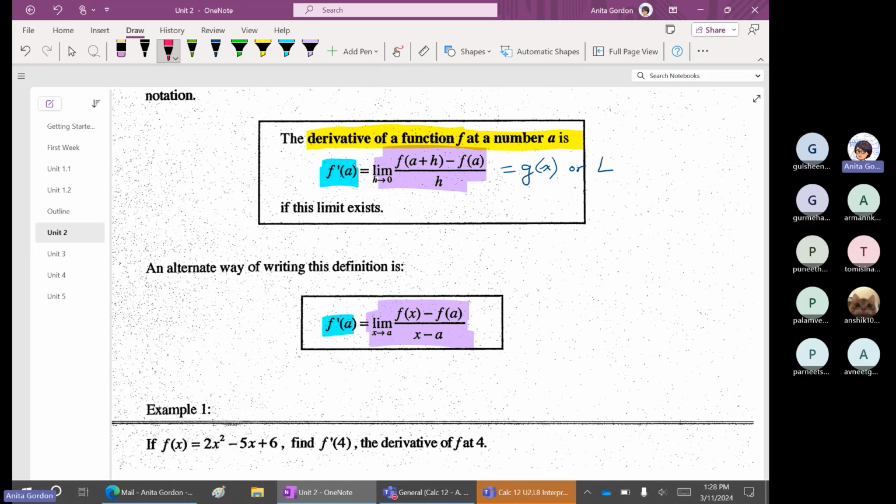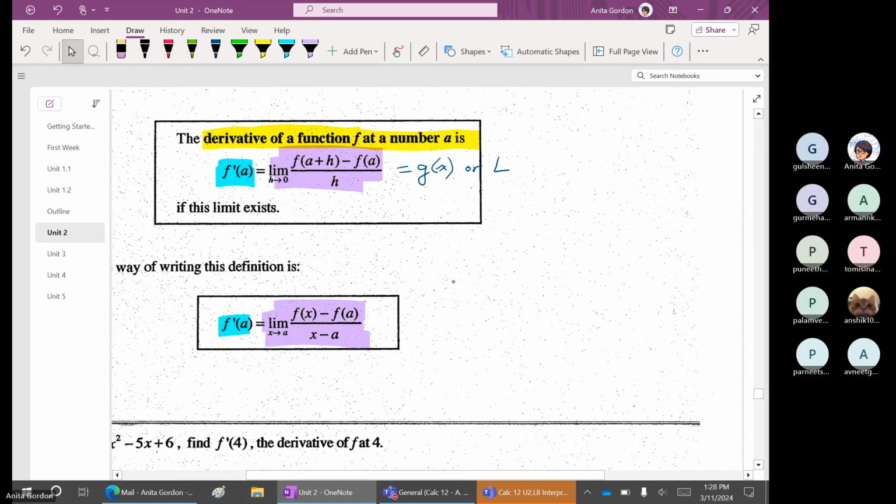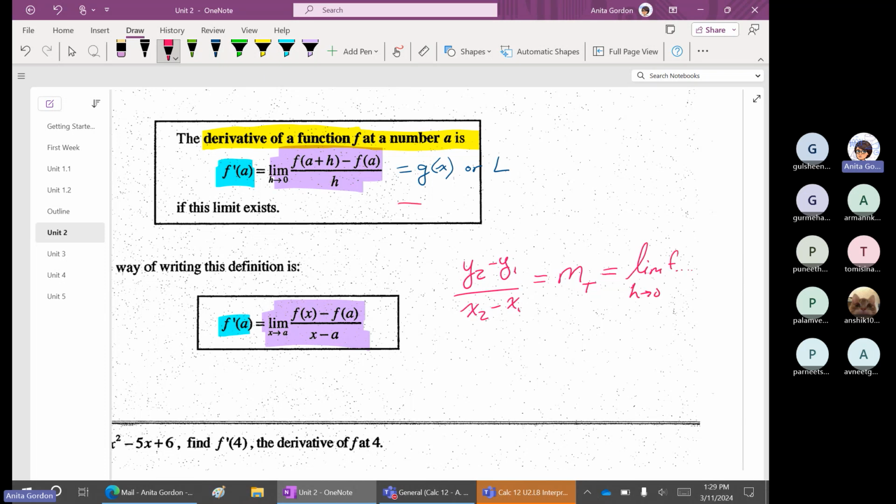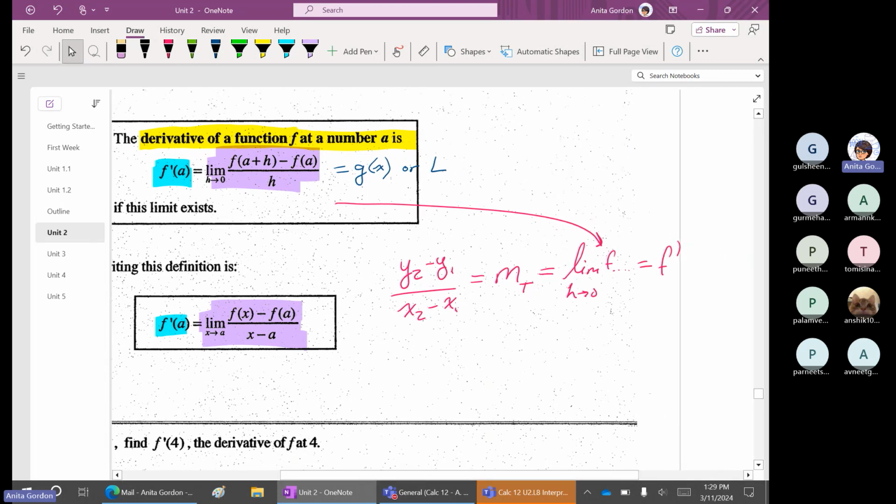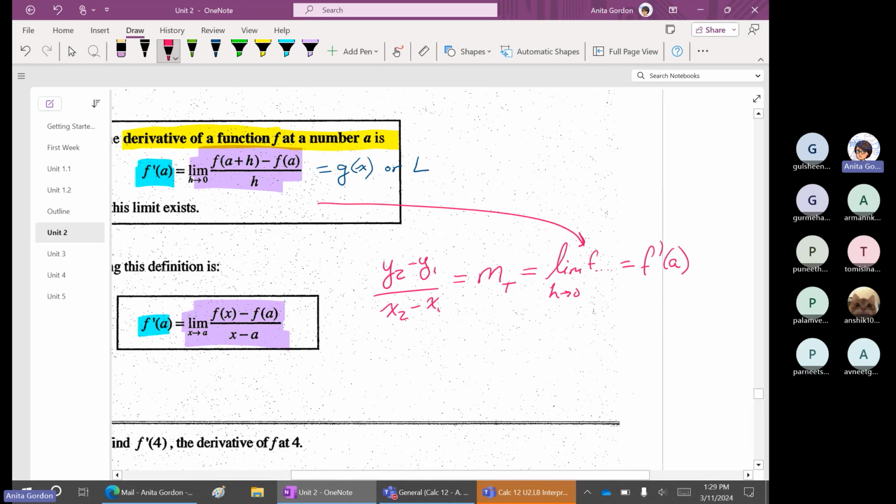So if we go back to all the different ways we've been looking at this, y2 minus y1 over x2 minus x1. This is what we learned in grade 9 and 10. This represents the slope of the tangent. The slope of the tangent is the limit as h goes to 0 of the function at a plus h minus the function at a over h. I'm basically writing that in here. This also can be represented as f prime of a, the slope of the tangent. Okay, so this is just a new notation, but it means the same thing.